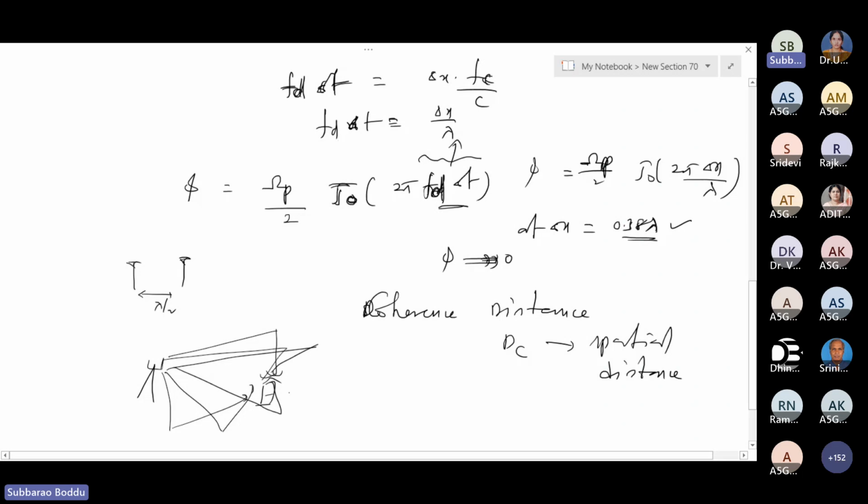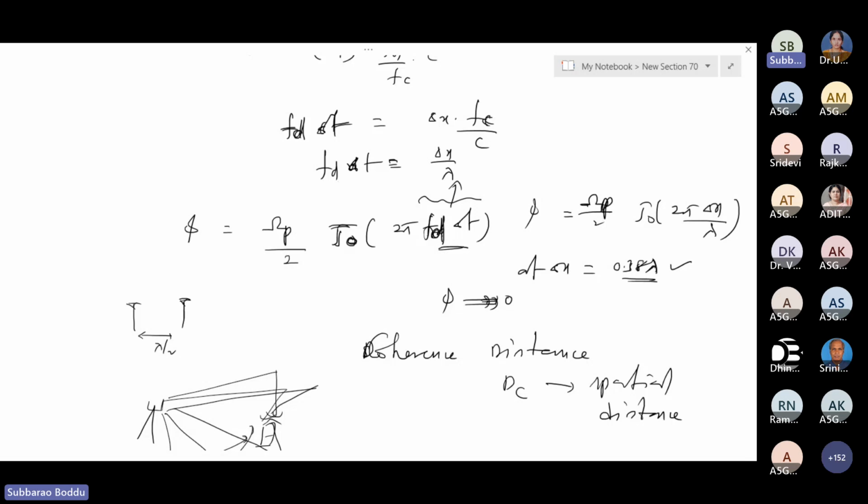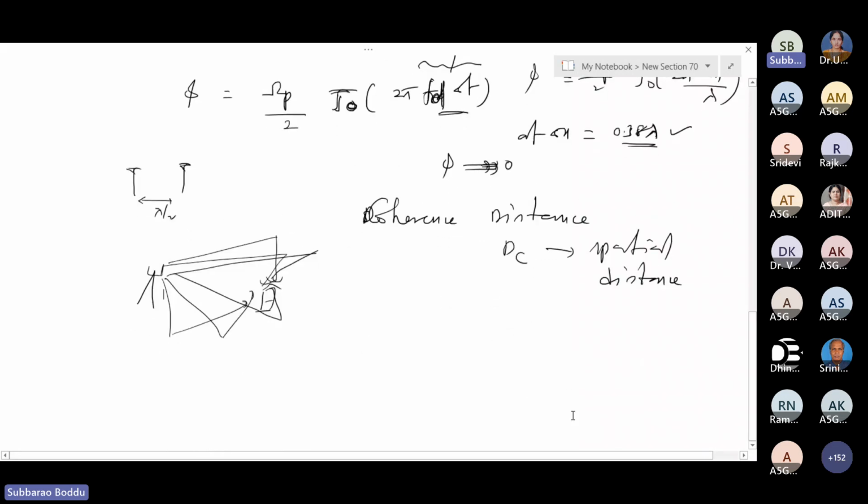Let us suppose here in this environment, we define the angular spread as the spread of the angle of arrival of the multipath components, that is AOA, angle of arrival, and angle of departure.